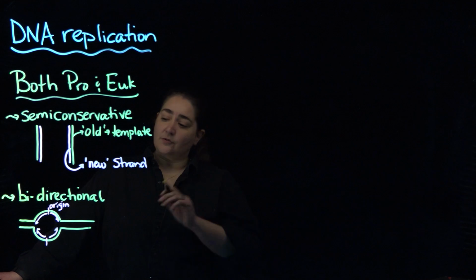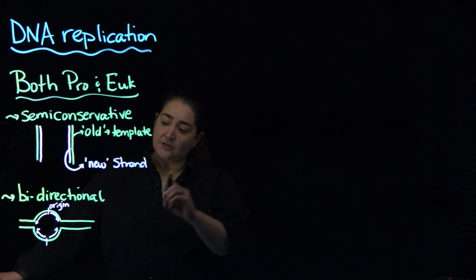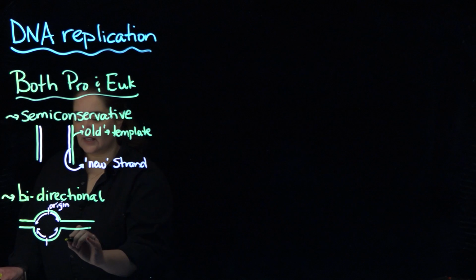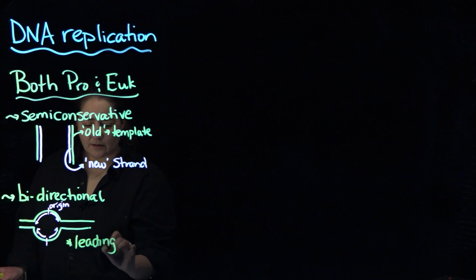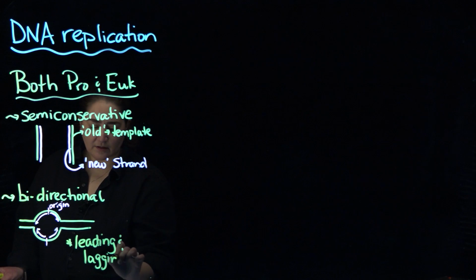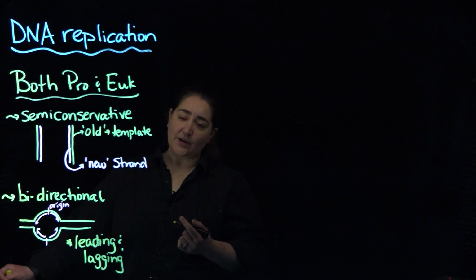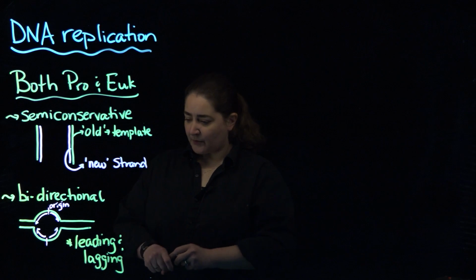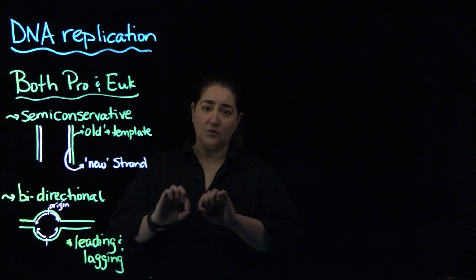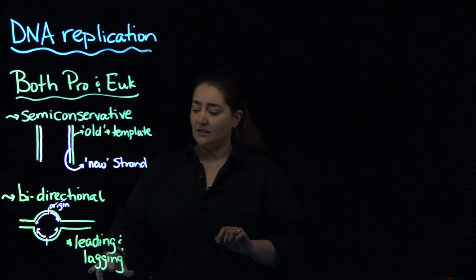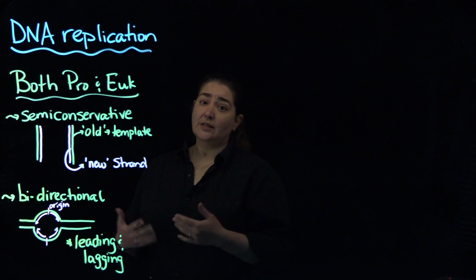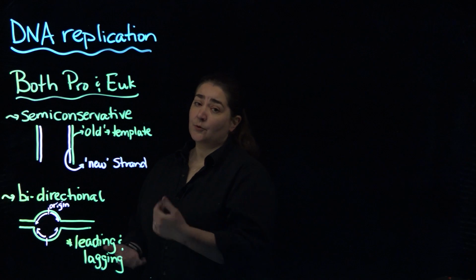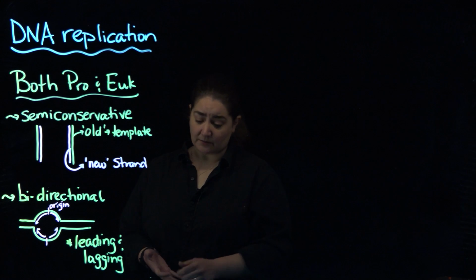And the other thing that's going to be the same, and this kind of relates to the bidirectionality a little bit, is you're going to have the leading and lagging strands that we went over. Remember, the leading strand is synthesized in one long piece. The lagging strand is where the Okazaki fragments come in. So you're going to have Okazaki fragments associated with both prokaryotic and eukaryotic organisms. All right?